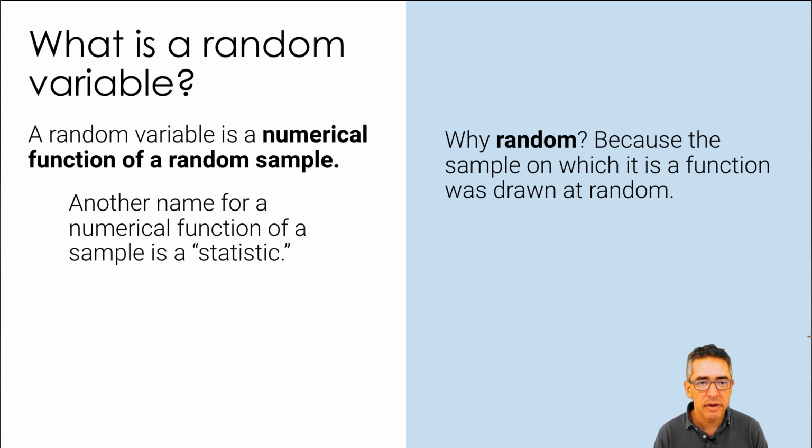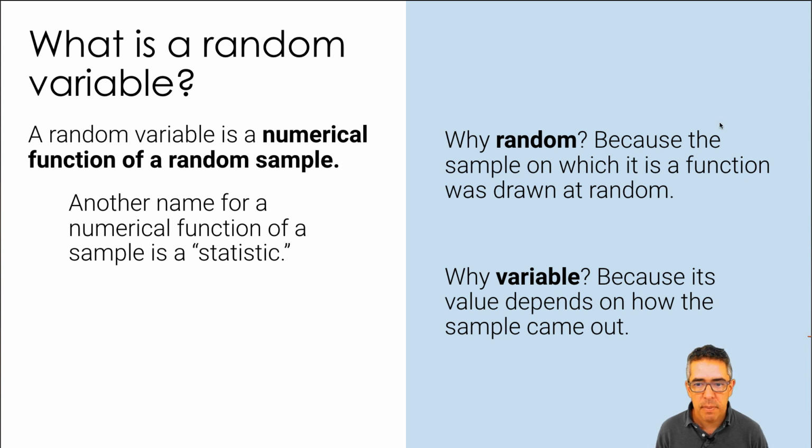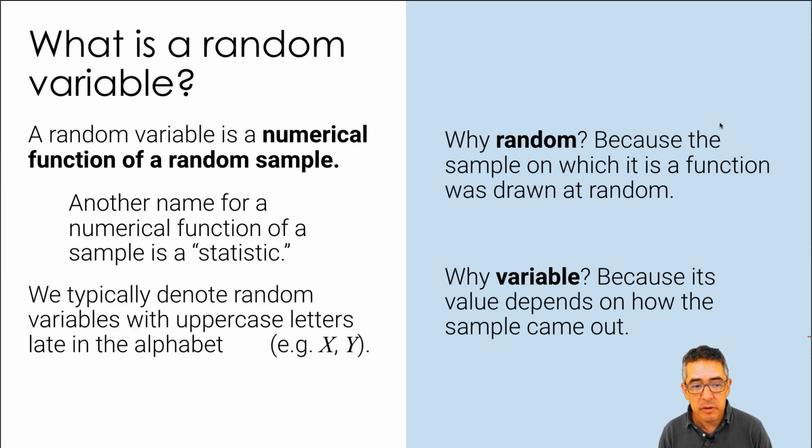Another name for a numerical function of a sample is a statistic. We saw this terminology introduced in Data 8. We call it random because the sample from which the function is drawn is drawn at random according to the underlying probability distribution, and it is a variable because the value depends on how the sample actually came out. So when you see the term random variable, in your mind you should be thinking real valued function, but a real valued function that has a probability distribution associated with it.